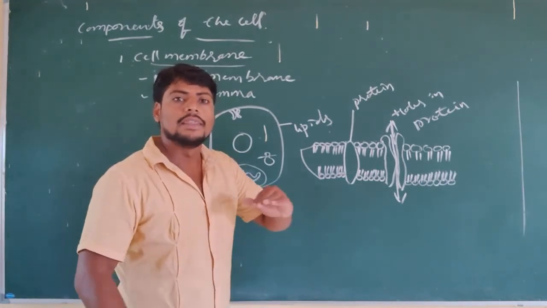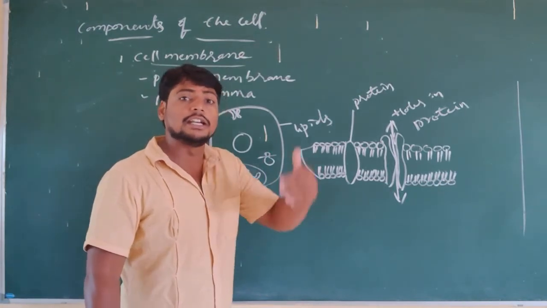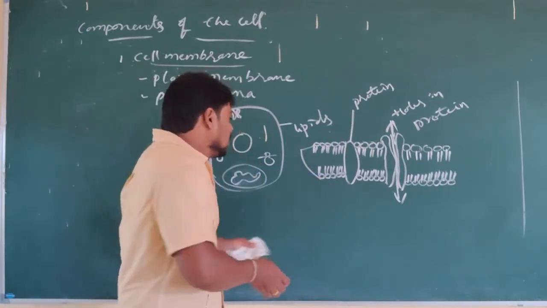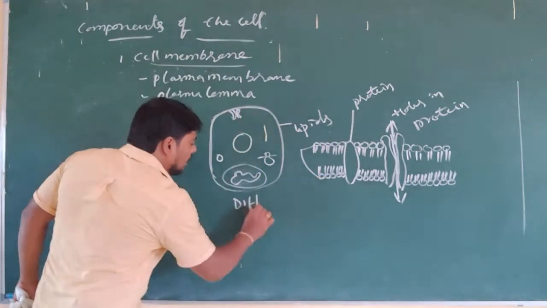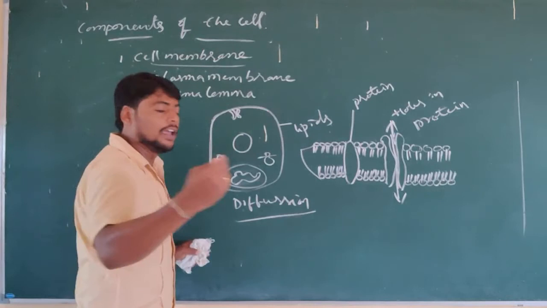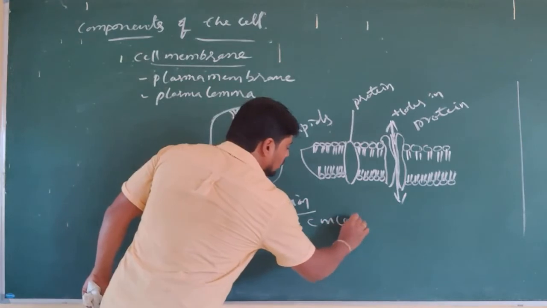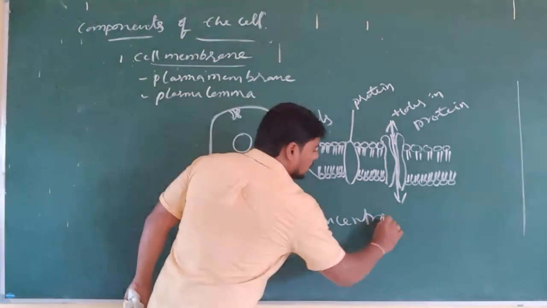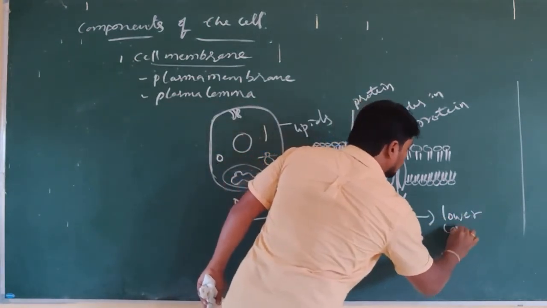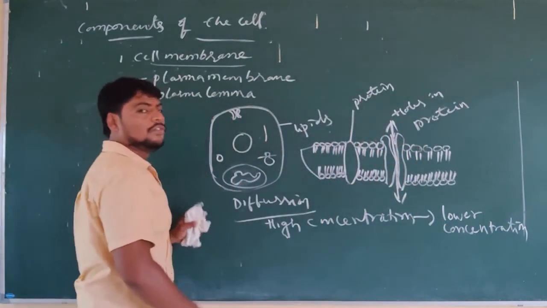So what is diffusion? The movement of gases like oxygen and carbon dioxide from a higher concentration towards a lower concentration is called diffusion. Diffusion is nothing but the exchange of gases from higher concentration towards lower concentration, and that process is called diffusion.